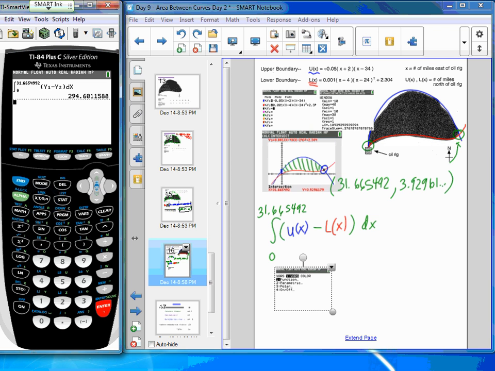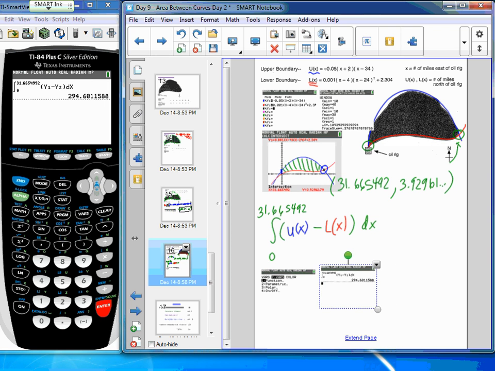It looks like my approximation with the trapezoid rule is fairly similar to the approximation using those given boundary curves. So it looks to me like we're doing A-okay. So what are we going to do now? We're going to do approximately, and now is where we do our 3, guys. So we're going to do approximately 294.601 square miles. Awesome.